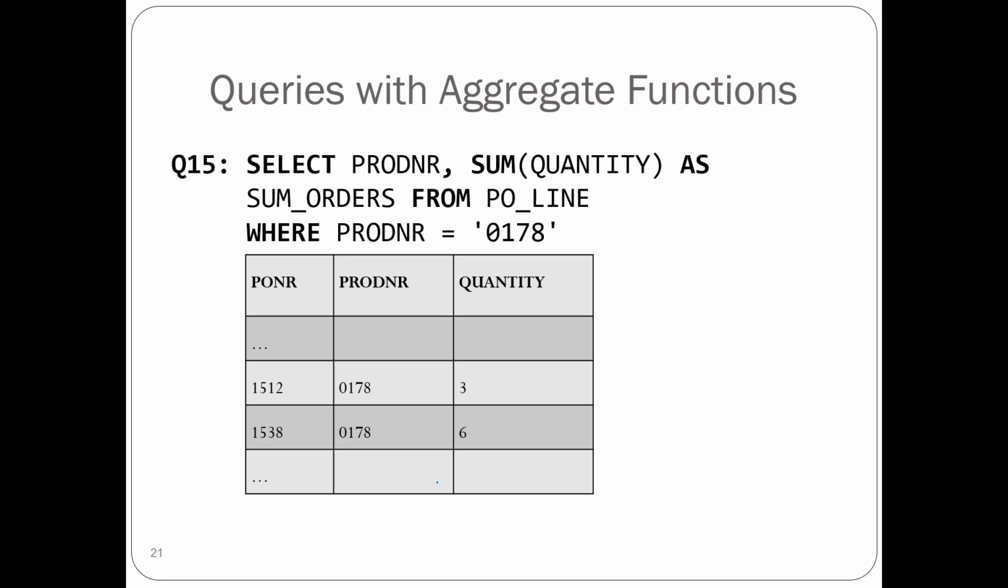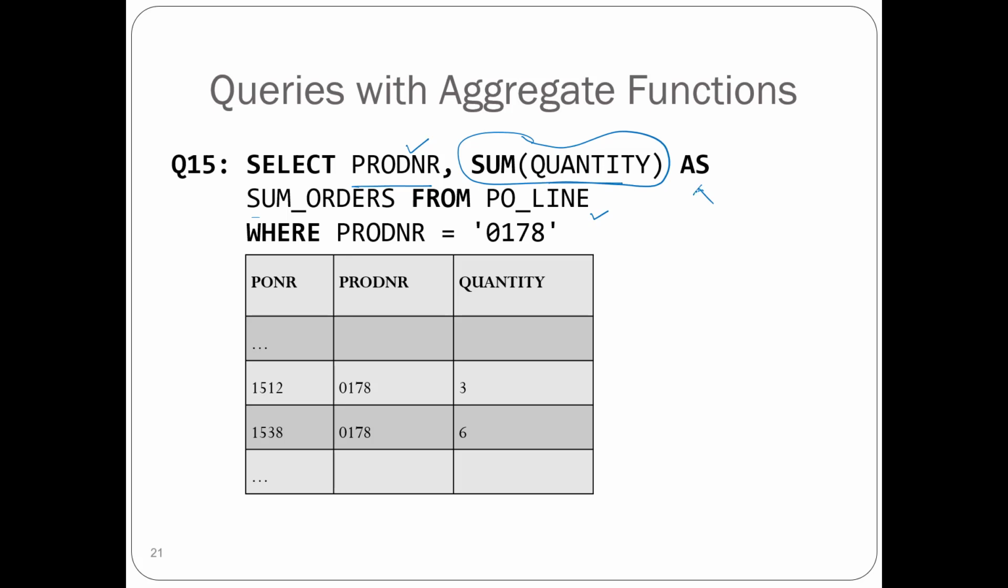Now we will learn about the second aggregate function, which is sum. As is evident, sum will add the values. So let's look at this query to understand the role of the sum aggregate function. We are saying select prod nr, sum quantity as sum orders from PO line. Now our table is different. This data is coming from the purchase order line table, or PO line. What we need is the product number, prod nr, and the sum of quantity. We are giving this computation, the sum of the quantity column, a name. The name is sum orders, right?